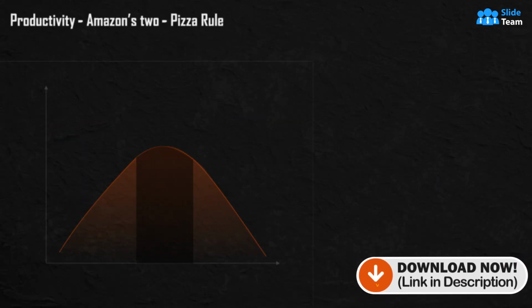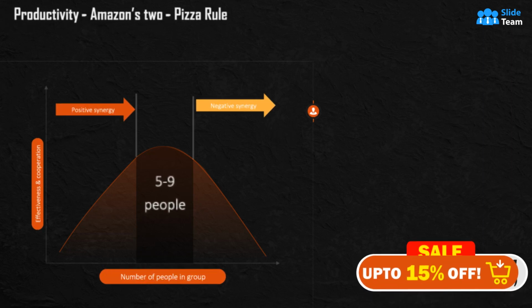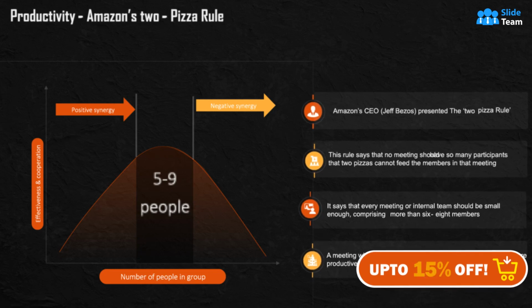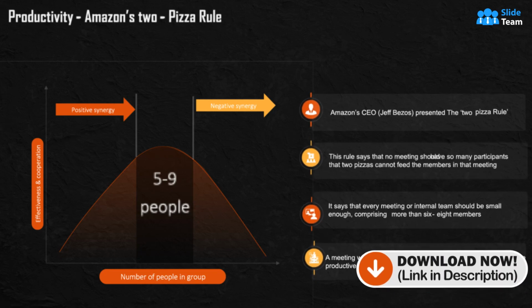Here, it covers a well-known strategy, the 2-Pizza Rule by Amazon, illustrating its relevance and effectiveness in the context of improving productivity and efficiency in team settings.